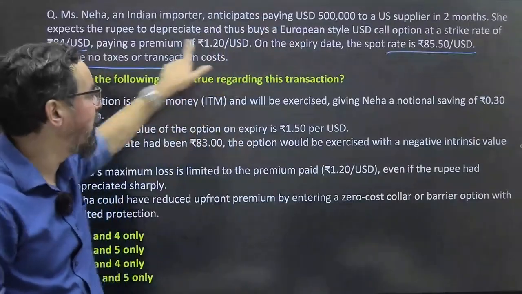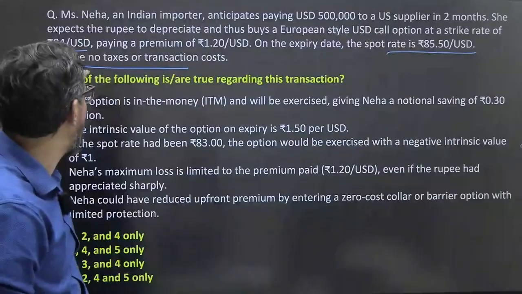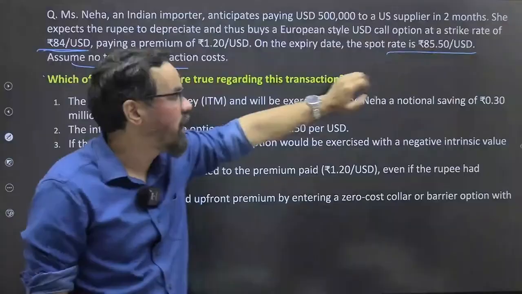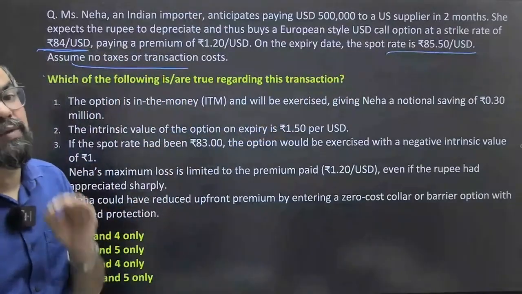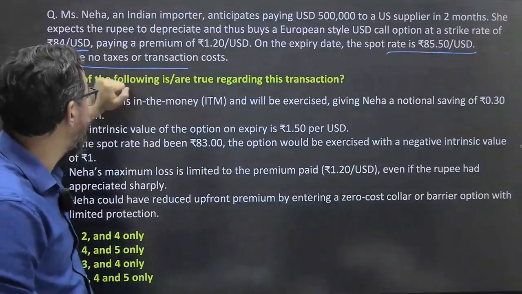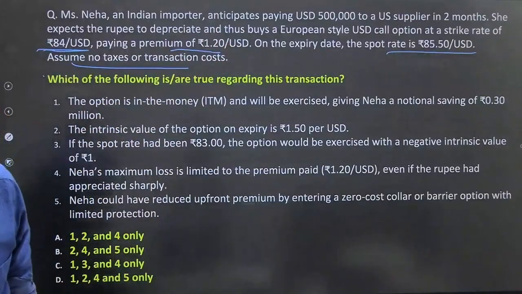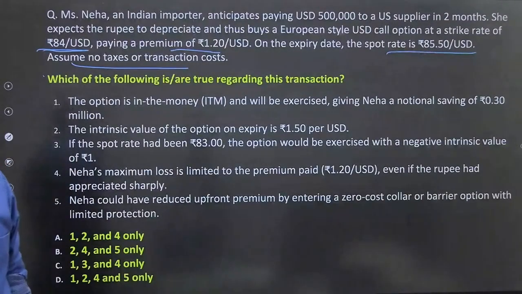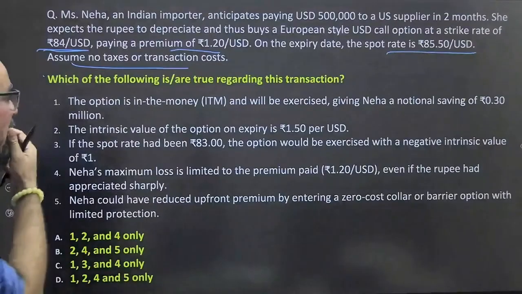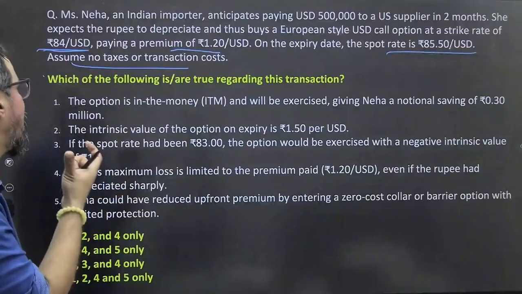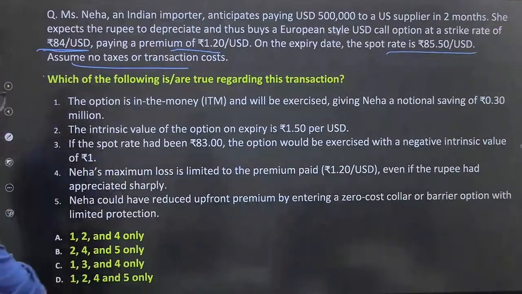So what she did, she bought the call option of US dollar at 84, and actually on the expiry date spot was 85.50. So she made some sort of gain of 1.50. Now what was the premium, 1.20, so she got some sort of benefit in this particular case. So that is something. Now tell me what will be the correct answer. 1.50 was the overall gap if we understand. Let's read the options once. What will be your correct answer, guys, anyone?